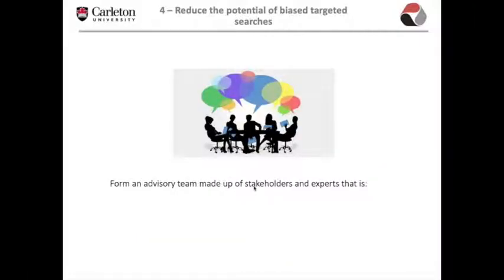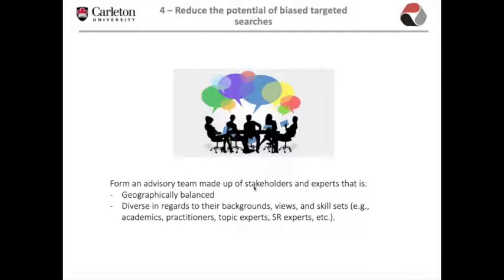At the early stage of a systematic review, to reduce the potential for biased advice on where to uncover new sources of information, we recommend forming an advisory team made up of stakeholders and experts that is both geographically balanced to the extent possible and diverse in regards to their backgrounds, views, and skill sets. So for example, academics, practitioners, topic experts, review experts. If this team is unbalanced, it may encourage you to pursue information in one or a few narrowly focused directions.